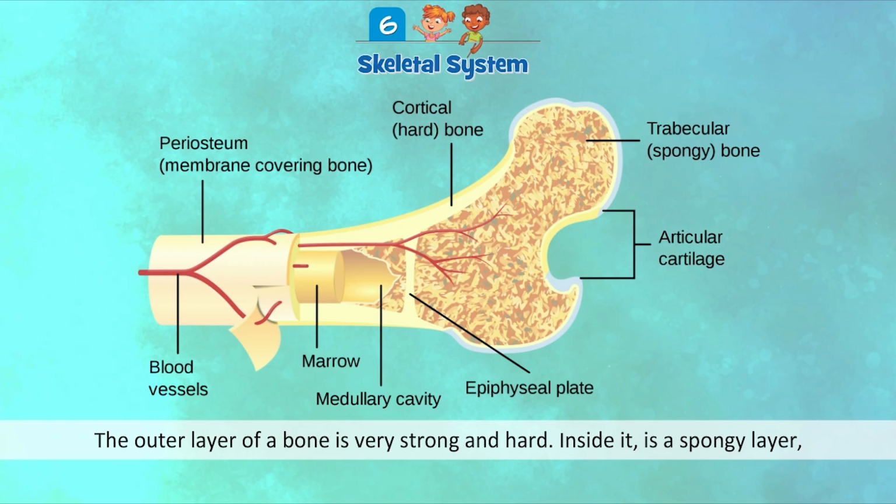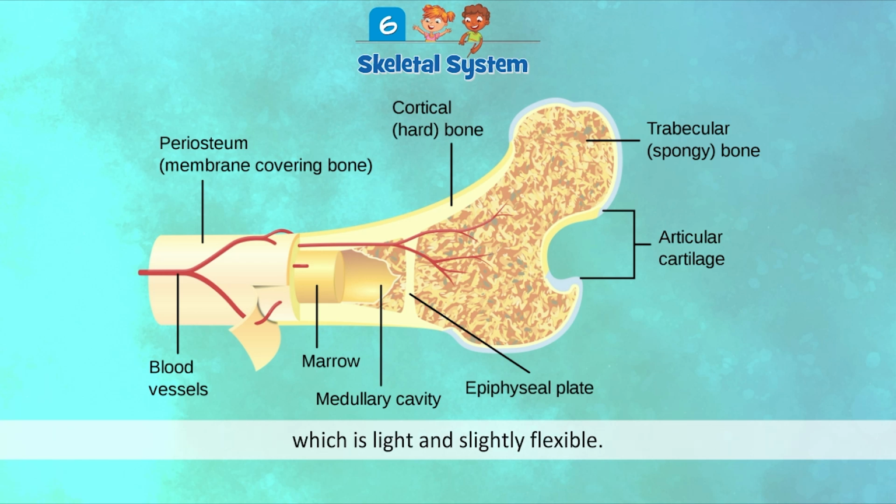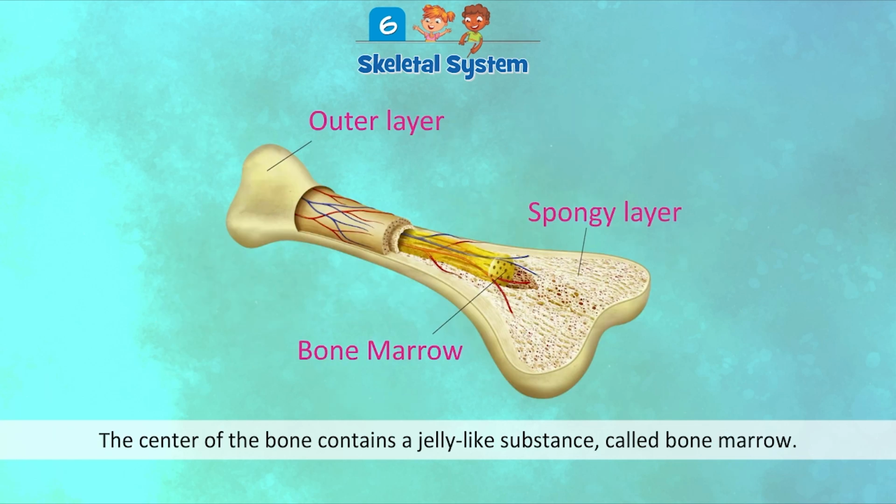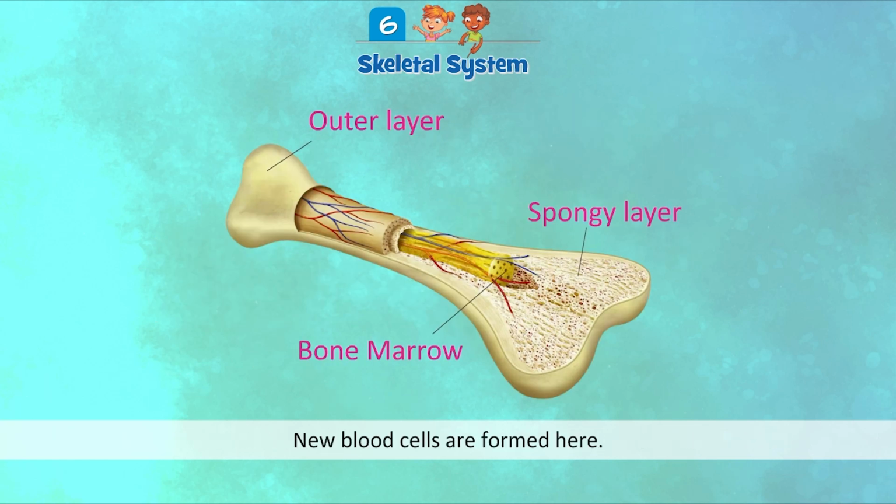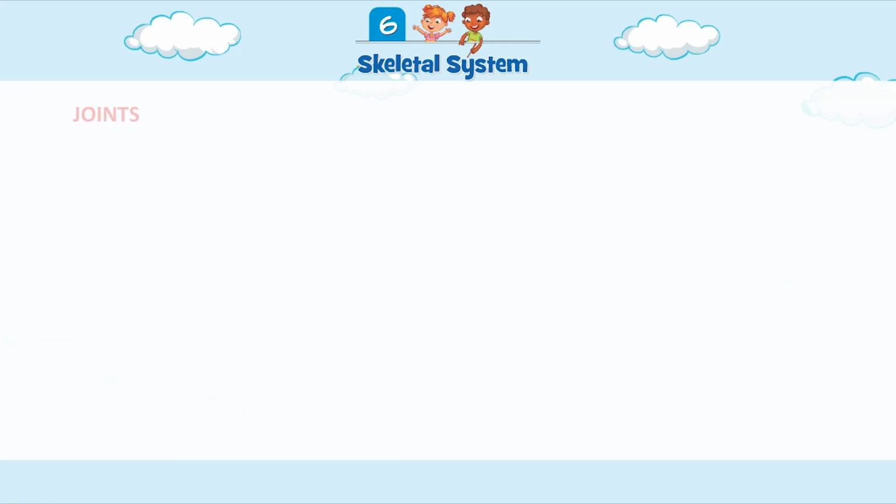Structure of a bone. The outer layer of a bone is very strong and hard. Inside it is a spongy layer which is light and slightly flexible. The center of the bone contains a jelly-like substance called bone marrow. New blood cells are formed here.